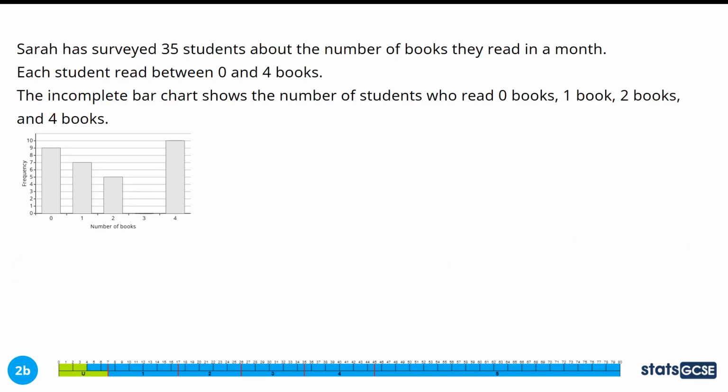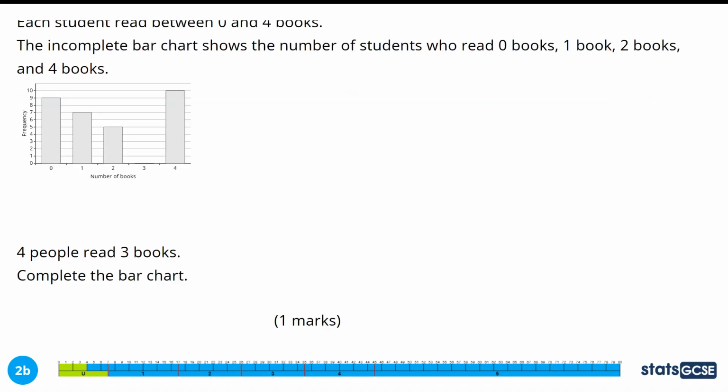Sarah has surveyed 35 students about the number of books they read in a month. Each student read between 0 and 4 books. The incomplete bar chart shows the number of students who read 0 books, 1 book, 2 books and 4 books. 4 people read 3 books. Complete the bar chart. Always start by checking the y-axis in case there's a weird scale.